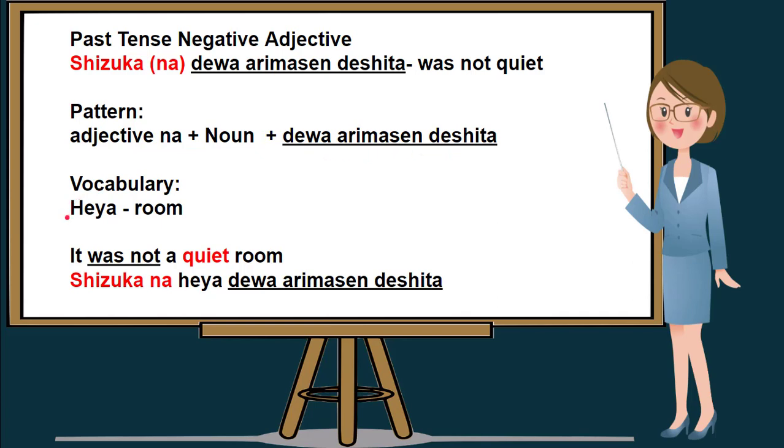Using again our vocabulary, our noun is heya, which means room. So our sentence will be, it was not a quiet room. Following our pattern, adjective should be written in the beginning of the sentence plus na, because it is followed by a noun, which is room. And in Nihongo, it is heya. Shizuka na, which is our adjective, followed by the noun, which is heya, and followed by dewa arimasen deshita, which means was not. And that is the past tense negative.